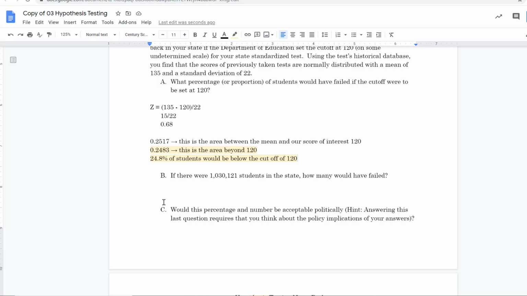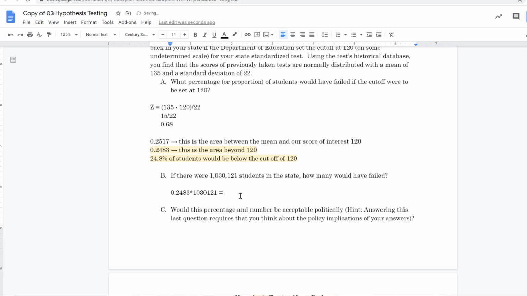So even though 120 seems like a small number compared to 135, that's actually a lot of people. 25% is a lot. If we know the population of students in the state who could be affected by this, we can actually find out roughly an estimate of how many students this would impact. And the way that you do this is you're going to multiply this proportion, 0.2483, by the population, 1,030,121.